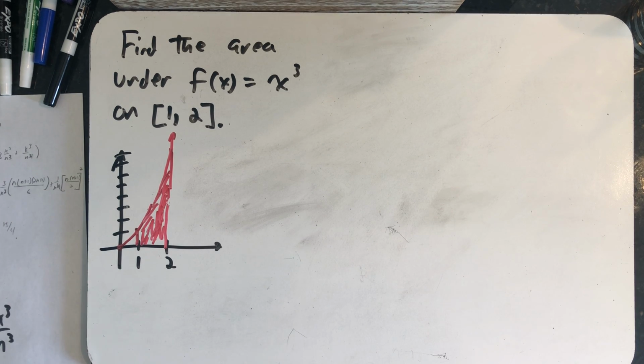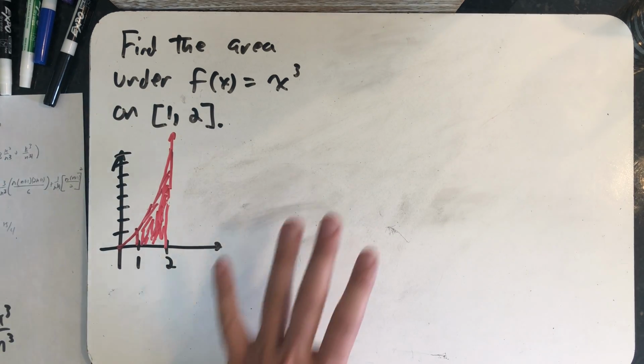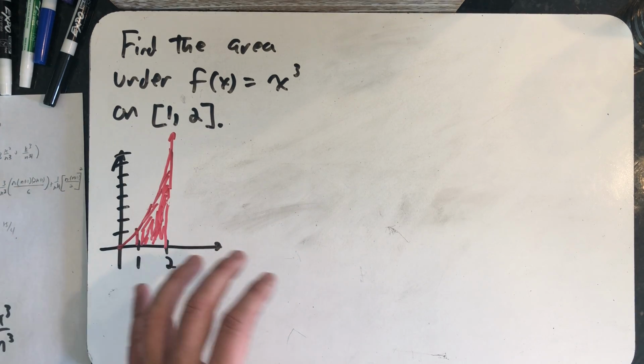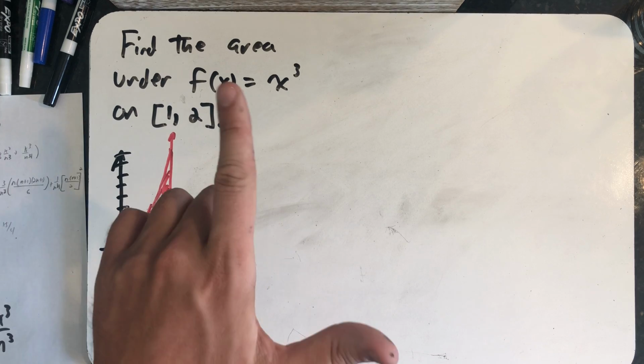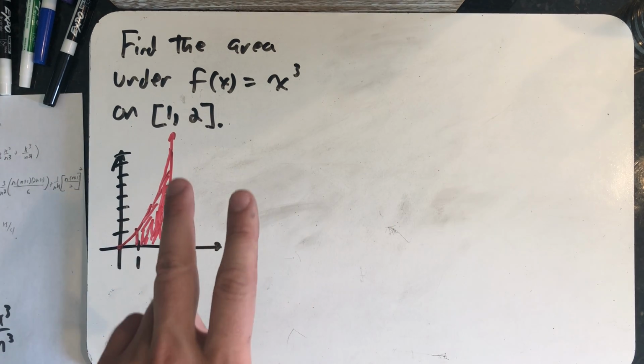Let's find the area under y equals x cubed on the interval from 1 to 2. And I've gone and graphed the function and shaded in the area we're finding. Right now, our only tool to find this area is to write down a Riemann sum, find a formula based on the number of rectangles, and take a limit as n approaches infinity.